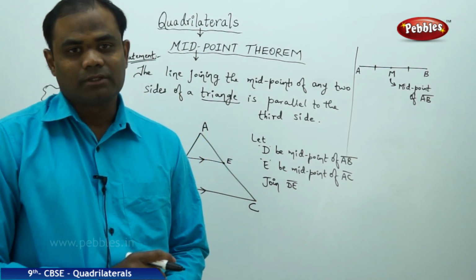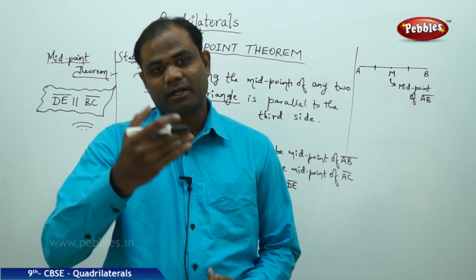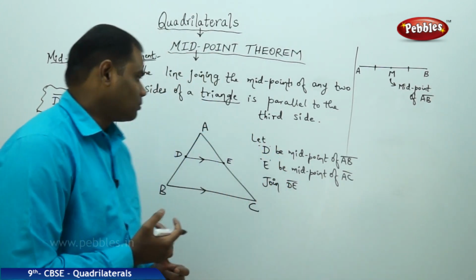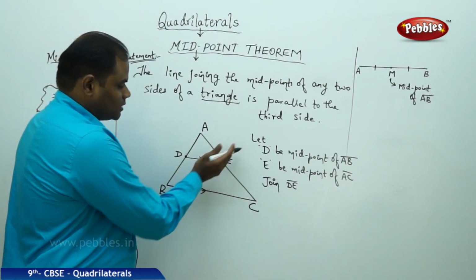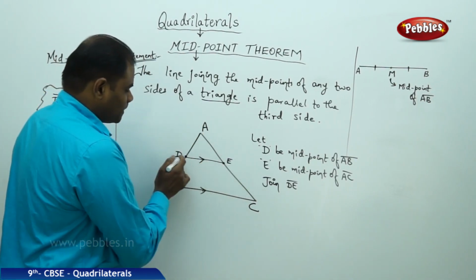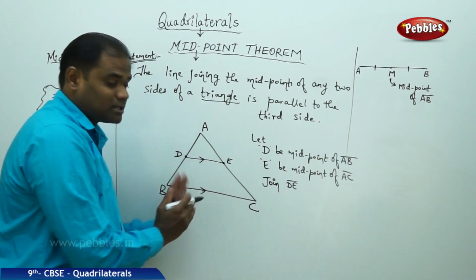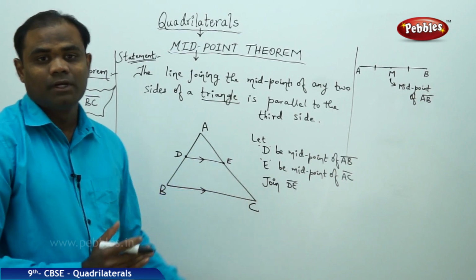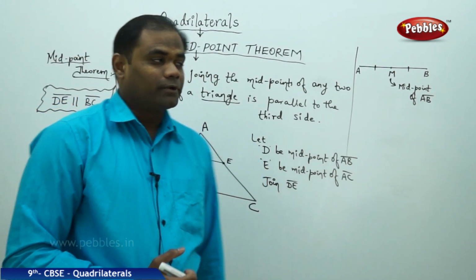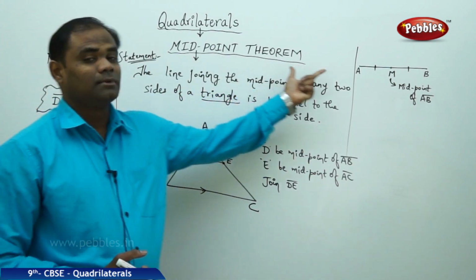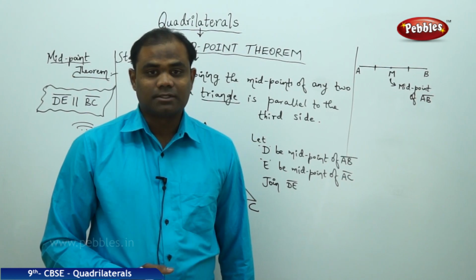The line joining the midpoints of any two sides of a triangle is parallel to the third side. It need not be the midpoints of these two sides. If I take the midpoints of these two sides, then that line must be parallel to this. If I take the midpoints of these two sides, then the line joining the midpoints must be parallel to this side. This is how I understand the statement of the midpoint theorem. The midpoint theorem connects the parallel lines with the midpoint concept.